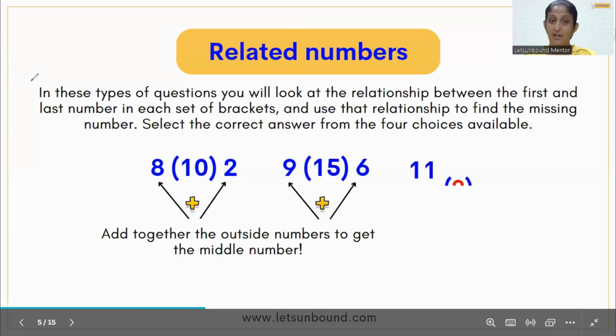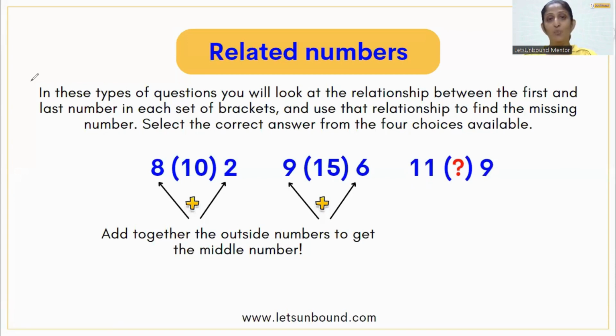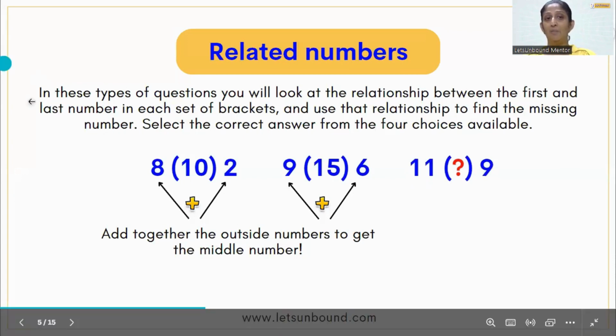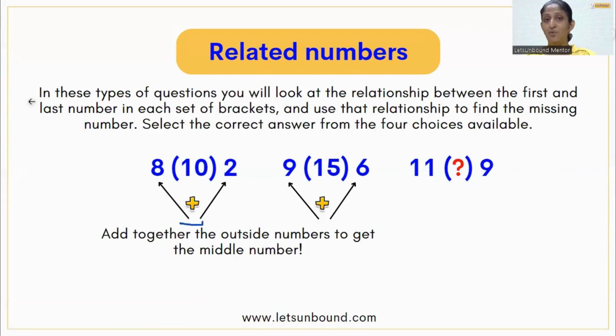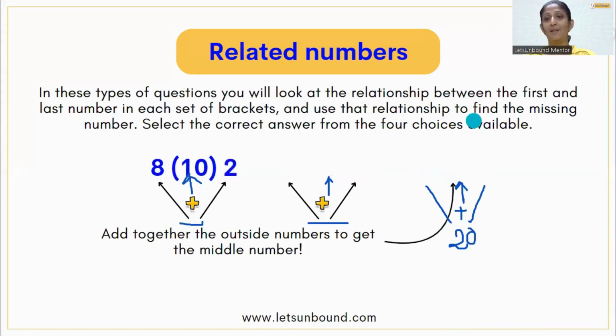So if you see 8, when I add it with 2, I get the number 10. So 8 plus 2 gives me the number in the bracket. Same way, 9 plus 6 gives me the number in the bracket, which is 15. So let us now use the same logic and add 11 plus 9 to get the missing number in the bracket, which is 20. So what is this number now? Obviously, we can conclude that it is the number 20, right?